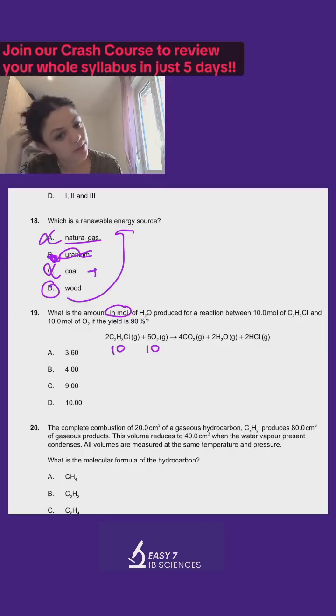Nice, guys. You're answering it very well. So the first step, I'll give you a hint, is try to find the limiting. Which one's limiting? Is it going to be the oxygen or is it going to be the other one?